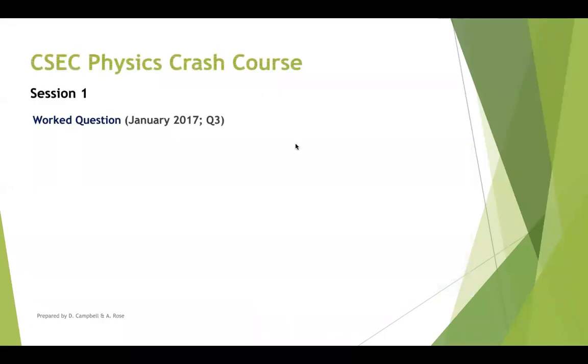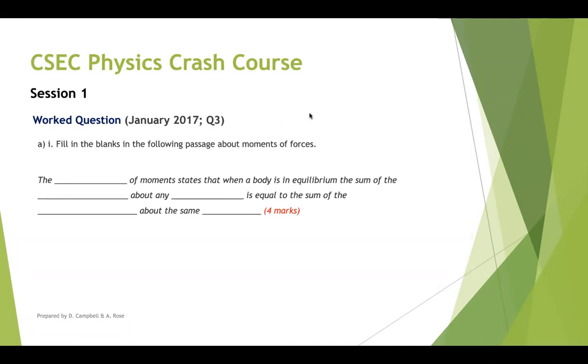So we're going to be moving on to the worked question. This is from the January 2017 paper, question 3. They gave a passage with 4 blank spaces and you're asked to fill in the blanks. So the dash of moments states that when a body is in equilibrium, the sum of the dash about any dash is equal to the sum of the dash about the same dash. Okay? So we can simply fill in the blanks. It would be 1 mark per blank.